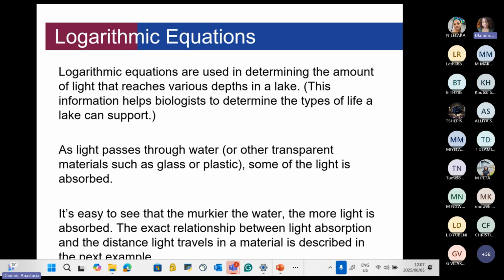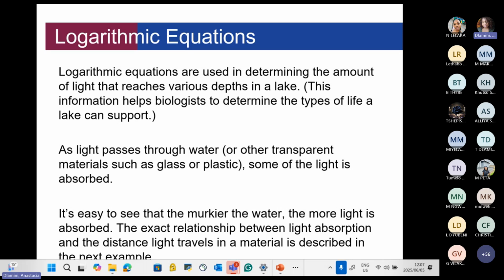So let's look at a logarithmic equation. Now they say logarithmic equations are used to determine the amount of light that reaches various depths in a lake. This information helps biologists to determine the type of life a lake can support. Did you hear that, guys? So whoever is going to be a biologist, they'll be using logarithmic functions.